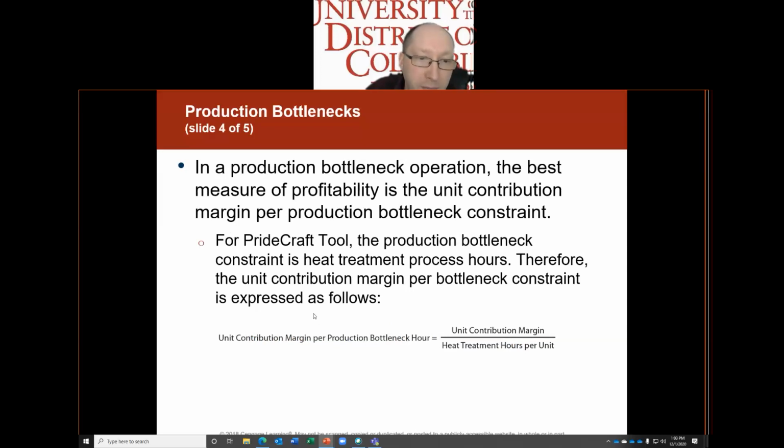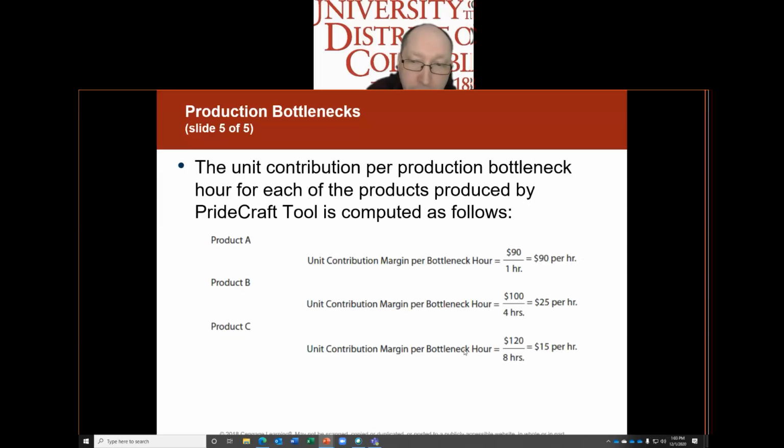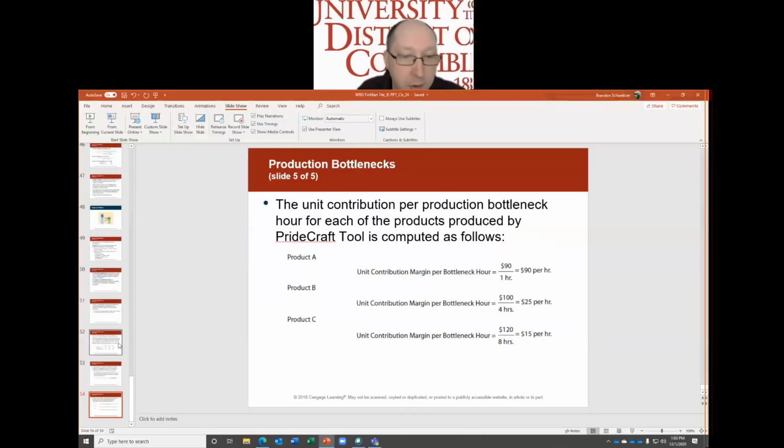And we learned about this before. Unit contribution margin, but this is per production bottleneck hour. We take the unit contribution margin divided by the number of hours within the bottleneck. Product A, it's $90. Product B, it's $25. Product C, it's $15. And that is the end of chapter 24.